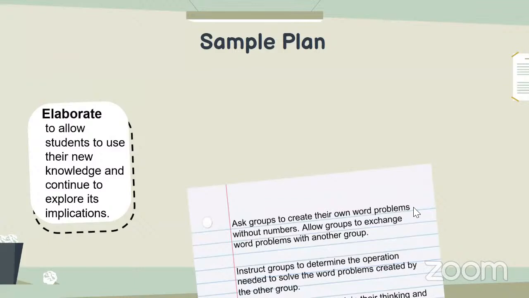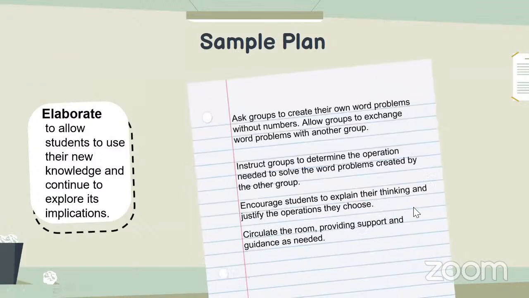Now, this is where I want to talk to you some more. We are now asking the students to go back to their groups, but this time, I want you to note the openness of the task. This is where we want to be as open as possible. We're asking the groups to create their own word problems, without numbers. And when they create their own, they go to another group and exchange tasks.